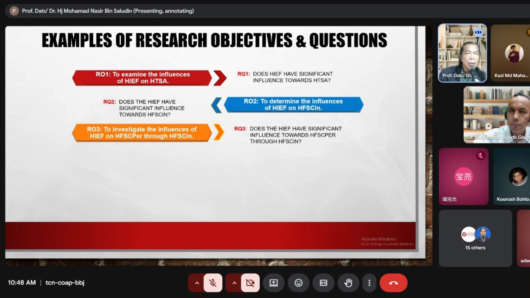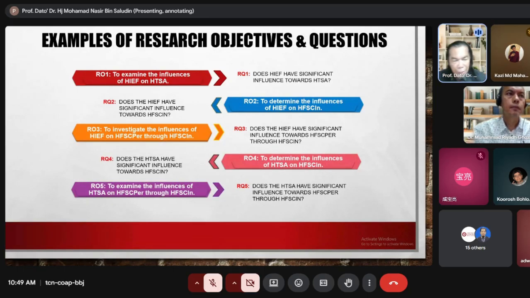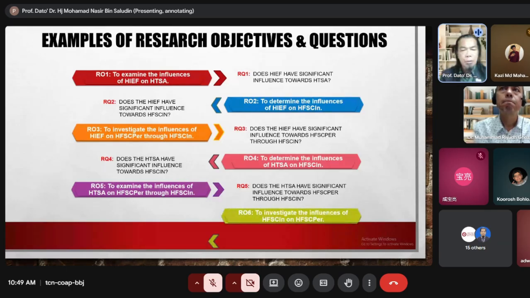Example of the relation between RQ and RO. The RO is to examine the influence of HIF on HFSN. The RQ is: does the HIF have a significant influence toward HFSN? Thus, the research objective is to determine the influence of HIF on HFSN, and the RQ is: does the HIF have significant influence? That is interrelated, until research objective 5 is followed by research question 5. Research question 6 also.